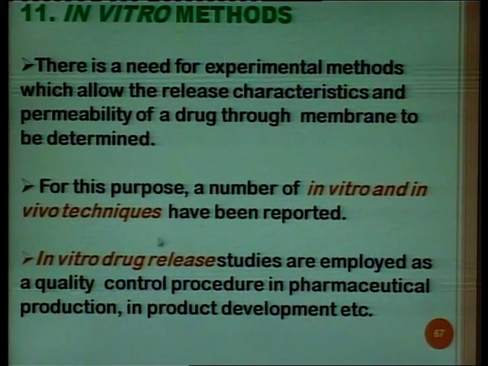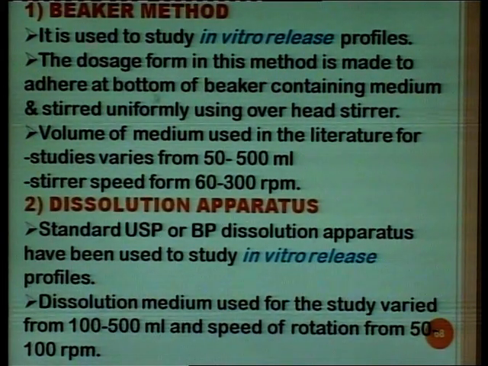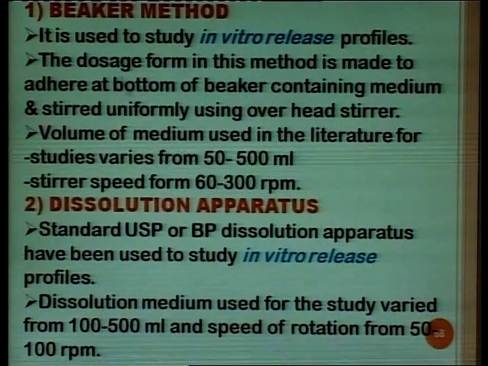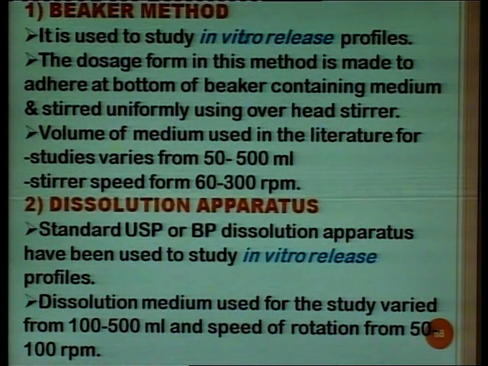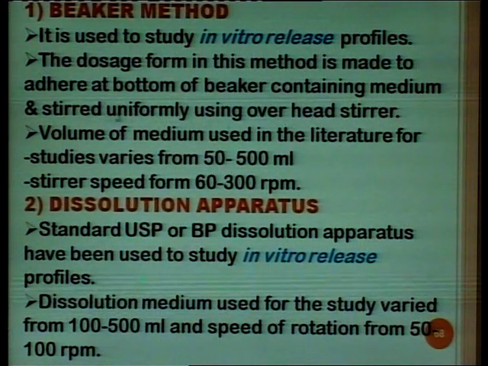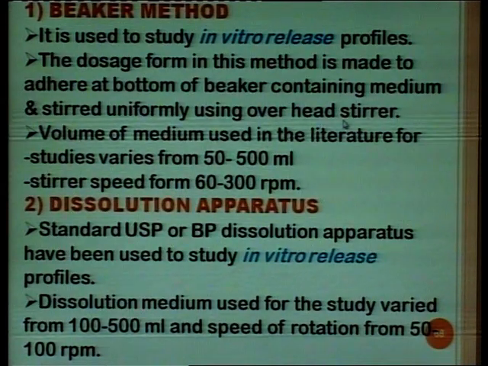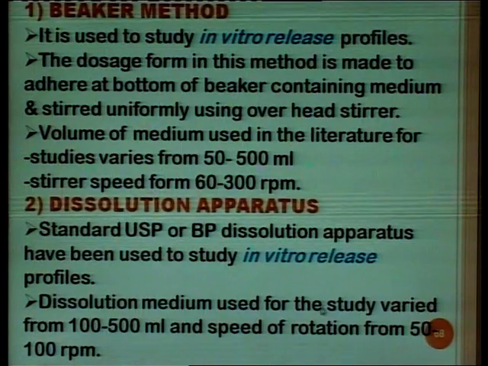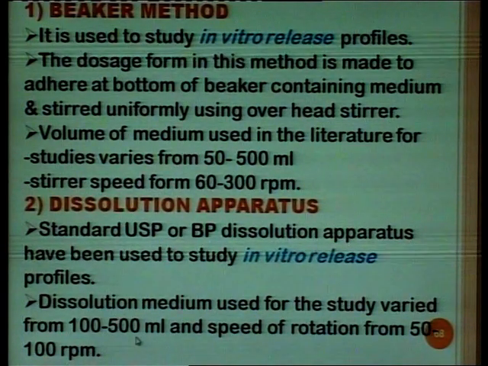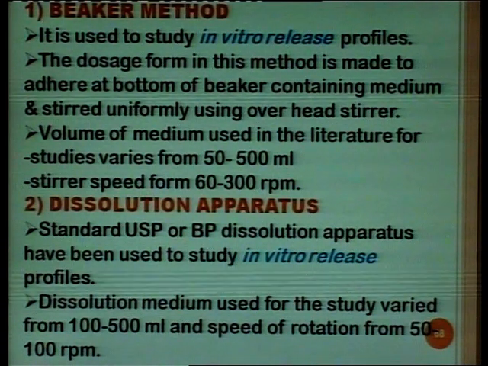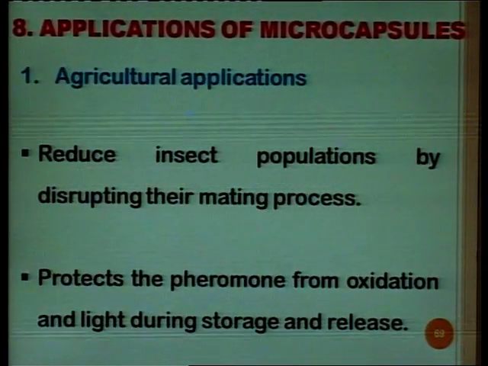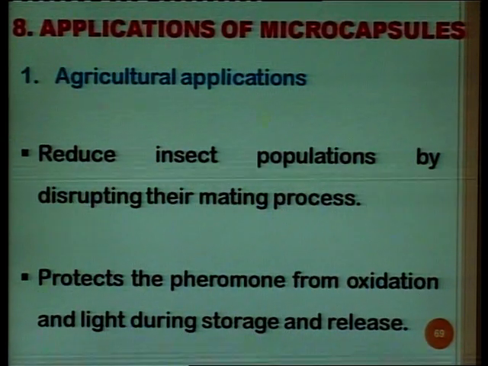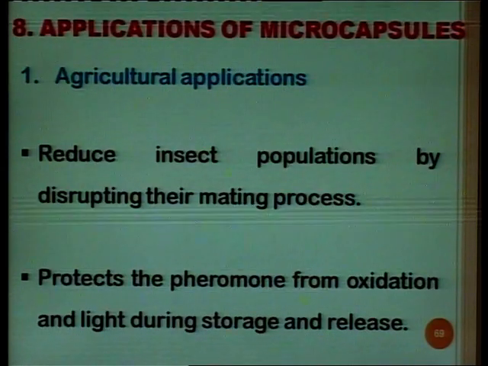So next, in vitro methods. In vitro methods, we have two methods, the beaker method and the dissolution apparatus method. So these are the two methods for in vitro studies. In the beaker method, the dosage form is made to adhere at the bottom of the beaker containing medium and stirred uniformly using an overhead stirrer. And in the dissolution apparatus method, the dissolution medium used for the study varies from 100 to 500 ml and the speed of rotation varies from 50 to 100 rpm. So with this we complete the physicochemical evaluation of microcapsules.